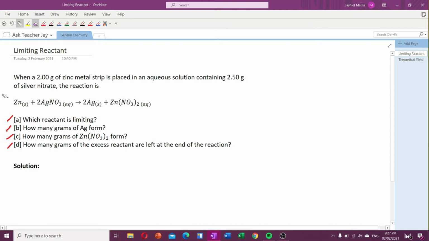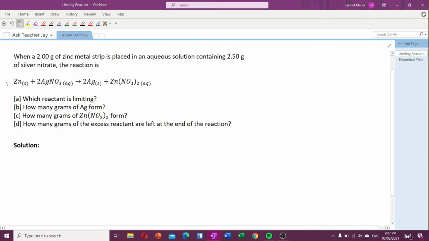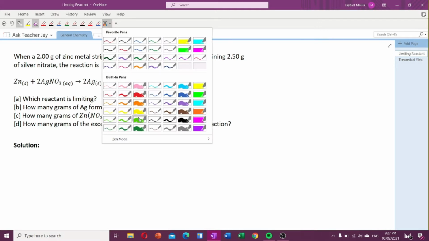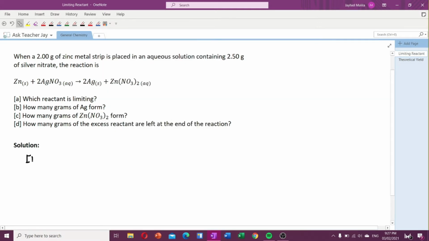Okay, so I will teach you according to how I teach this step by step. The first thing that I usually do when I solve stoichiometry problems involving limiting reactants is to solve for the molar masses of all the reactants and all the products in the chemical reaction. So step 1 is to determine the molar masses.